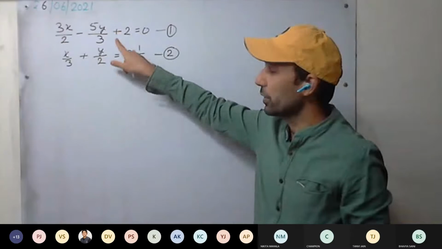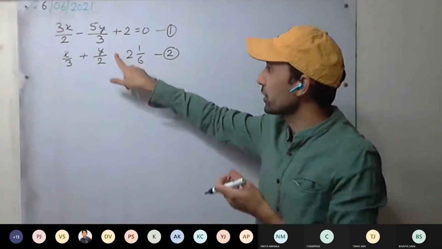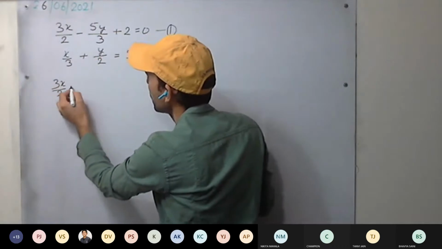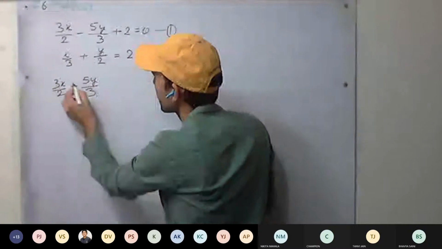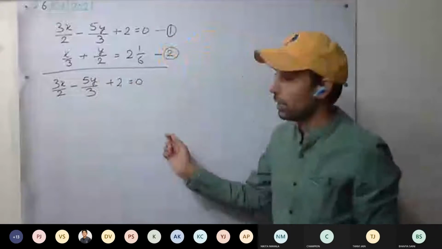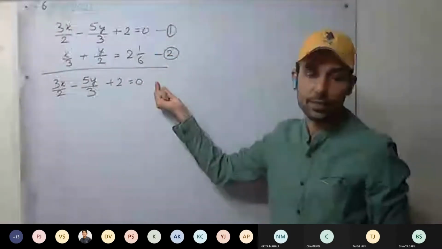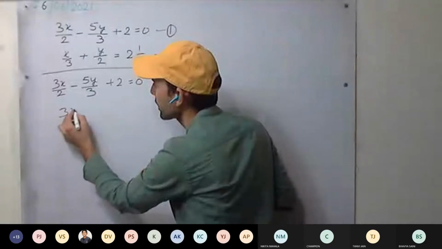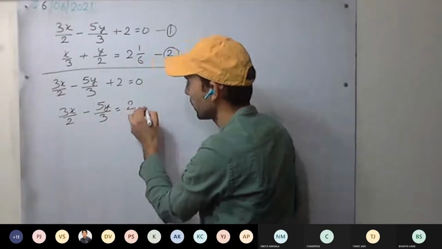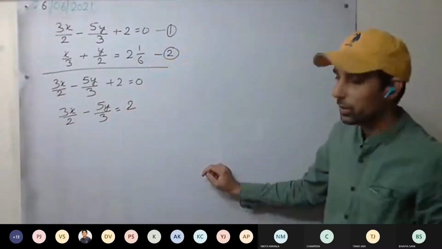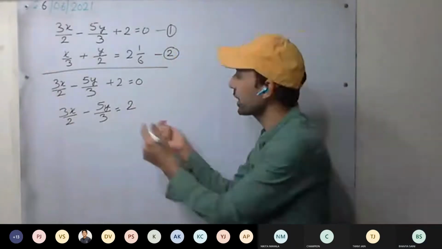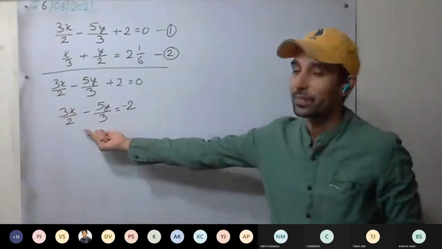First, we'll simplify both the equations. So the first equation I'm taking: 3x by 2 minus 5y by 3 plus 2 equal to 0. Okay. 2 we'll take on the right hand side. 3x by 2 minus 5y divided by 3 equal to 2. You understood this? Now what do we have to do? Sir, minus 2. Okay, it will be minus 2.